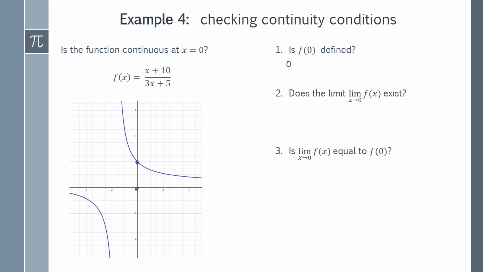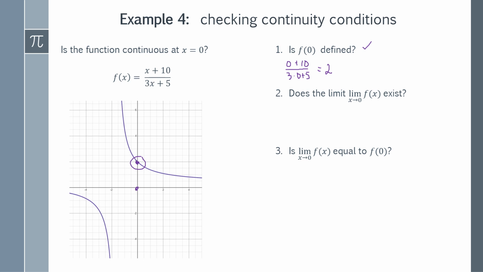So this would be 0 plus 10 on top, and then 3 times 0 plus 5 on the bottom. So 10 divided by 5 is 2, which does match our graph right here. So the answer is yes, there is no problem here. X is equal to 0 is in the domain of this function. We have no issue with this condition.